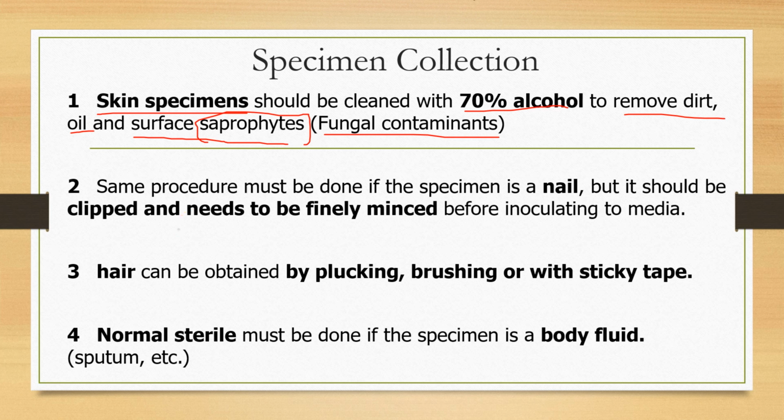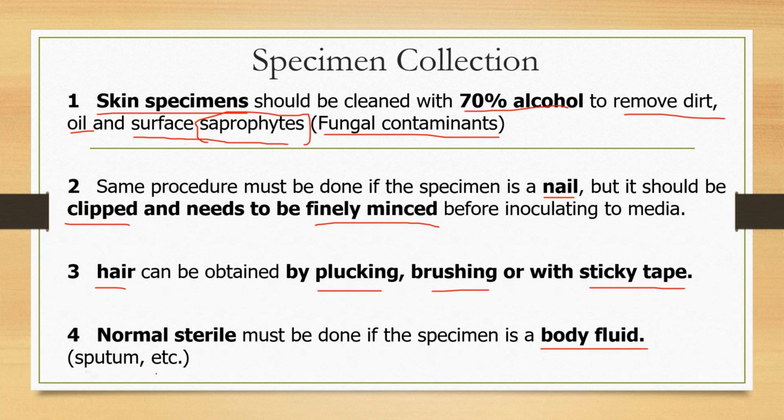Now, the same procedure must be done, class, if the specimen is a nail. If it's a nail, you need to clean it first with 70% alcohol. After that, it should be clipped and finely minced before inoculating to media. Now, if you want to collect hair, it can be done by plucking, brushing, or with a sticky tape. And the normal sterile procedure must be done if the specimen is a body fluid.